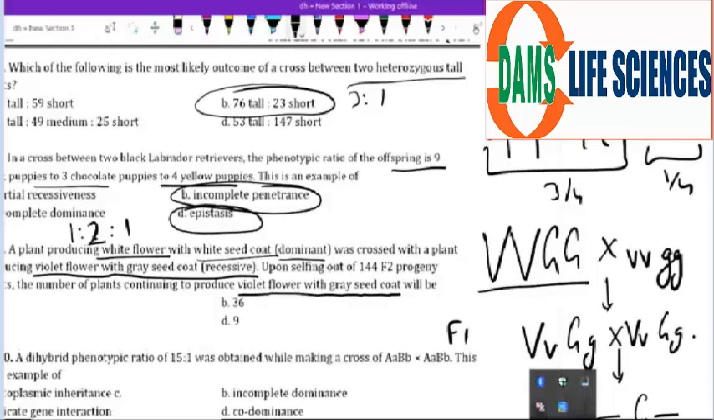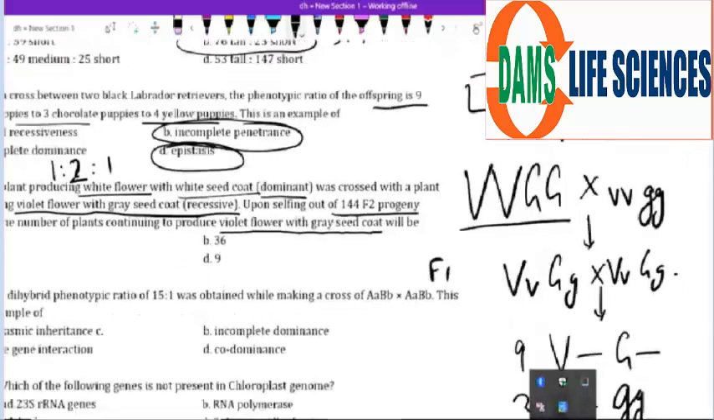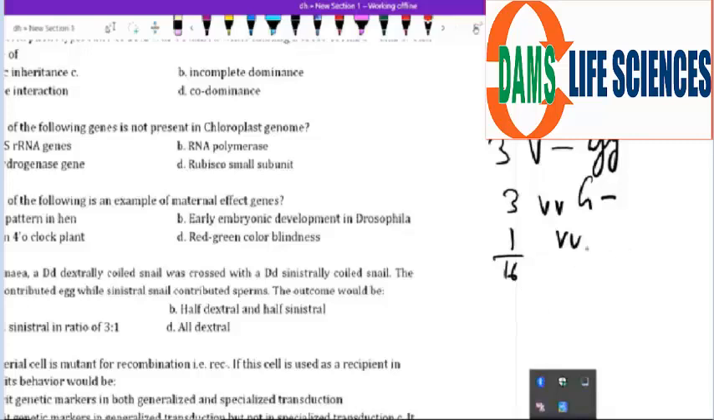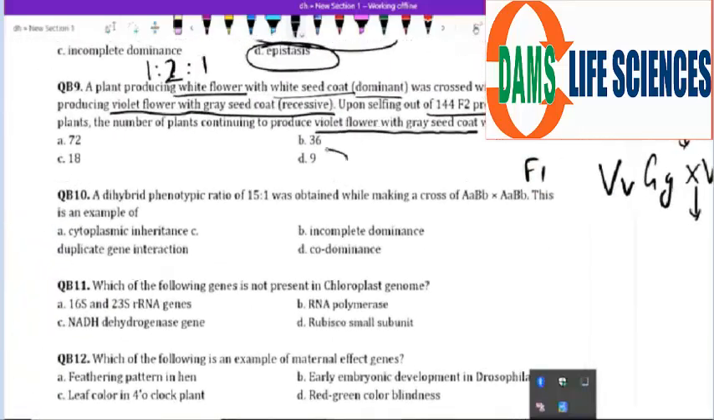And the question says the F2 progeny has 144 organisms. So we multiply 144 by 1/16, which comes to approximately 9. So the answer in this case is 9. You get 9 progeny in the F2 which will continue producing violet flowers and gray seed coat. So option number D is the answer here.